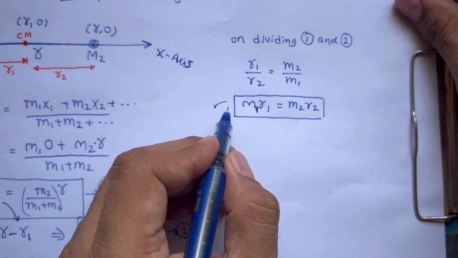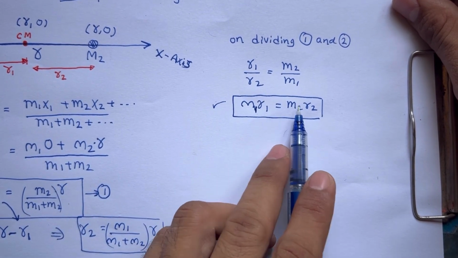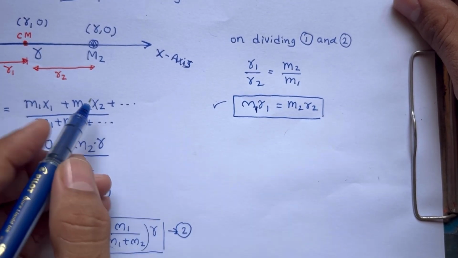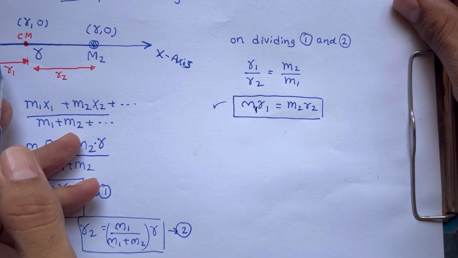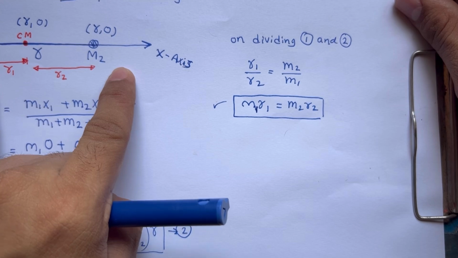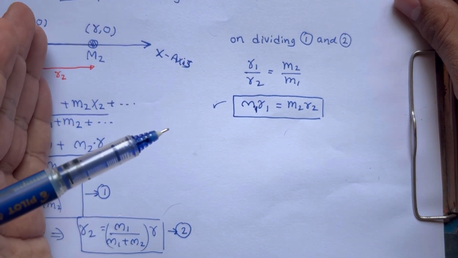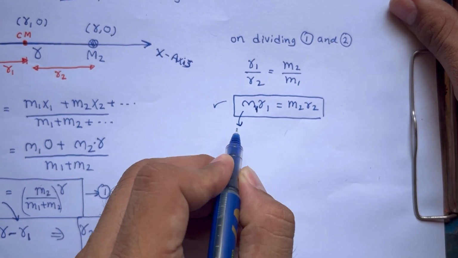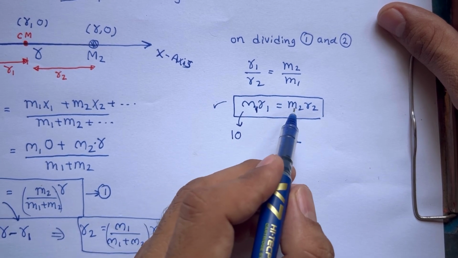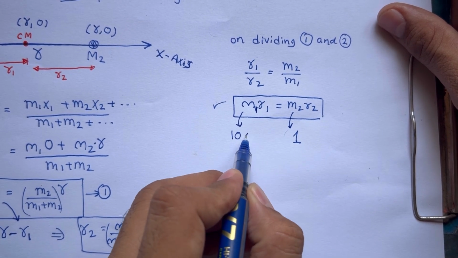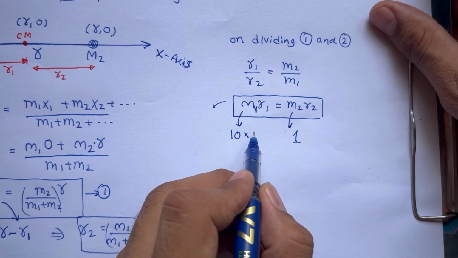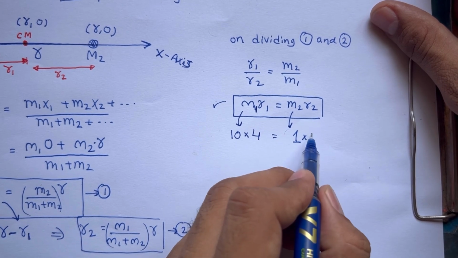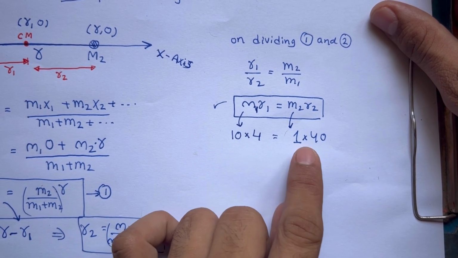If you see this formula carefully, we can get some information from it. We can get the information that the center of mass lies very near to the heavier particle. Out of M1 and M2, whichever particle is heavy, the center of mass lies near the heavier particle. For example, suppose M1 is 10 grams and M2 is just 1 gram. Suppose R1 comes out to be 4. So 10 into 4 becomes 40. Here R2 has to be 40 because the left hand side should equal the right hand side.